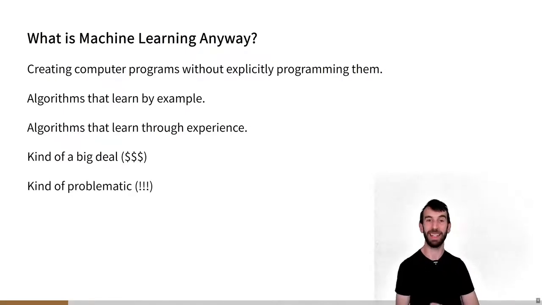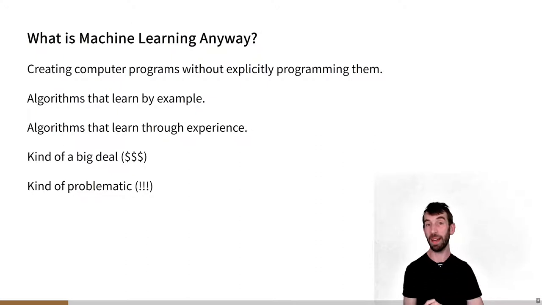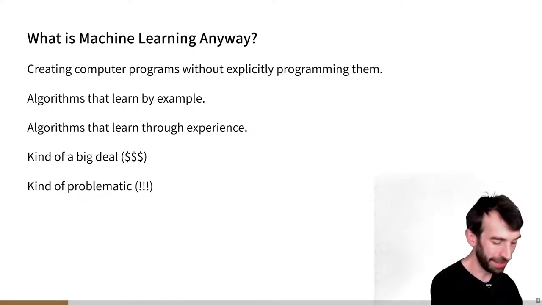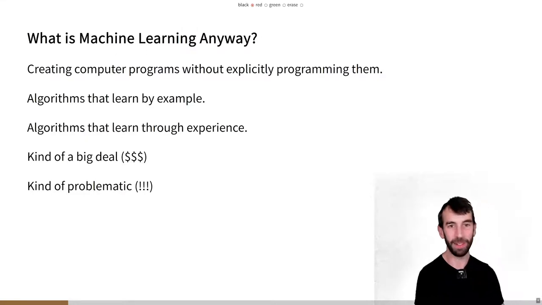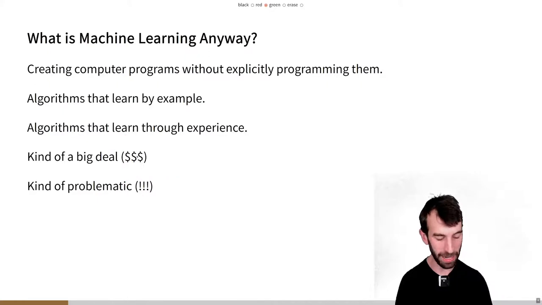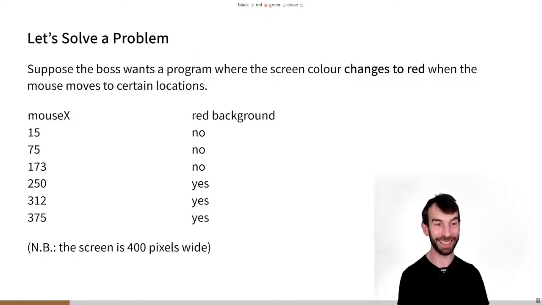Kind of problematic, exclamation mark, exclamation mark, exclamation mark. We will discuss some ways in which machine learning can be a problematic topic in the world, a problematic phenomenon. And it's related to the dollars, dollars, dollars, really. Often things that involve dollar signs will also involve three exclamation marks of problematicness, because money is often entwined with problematic things.